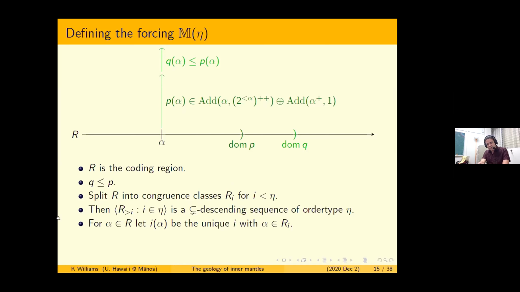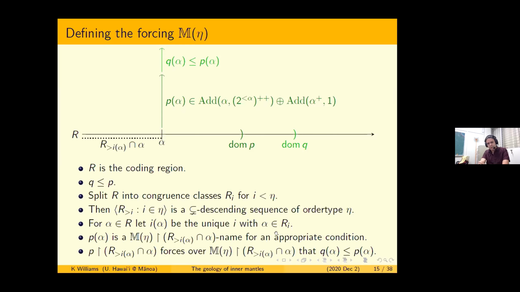And then for a given alpha in R, let I of alpha just tell you which one of these congruence classes you're in. That's the index of alpha. And so what are we going to do? So P of alpha is going to be a name for an appropriate intermediate extension.